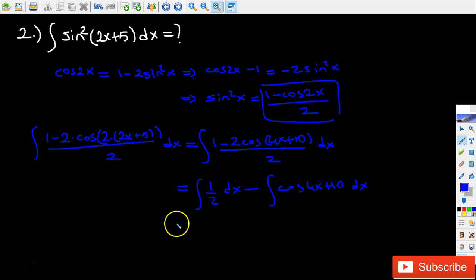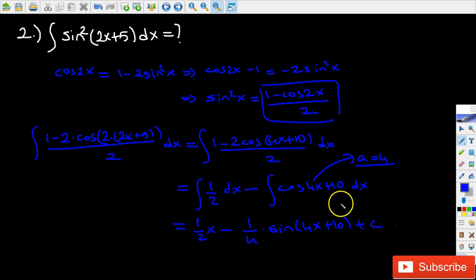Alright, so finding the first integral is very straightforward. It's going to be equal to 1/2 x minus the second integral. If I apply the formula, in that case this 4 is going to be my a value. So it's going to be 1 over 4 times sine of 4x plus 10, plus c. So this is going to be the final answer.